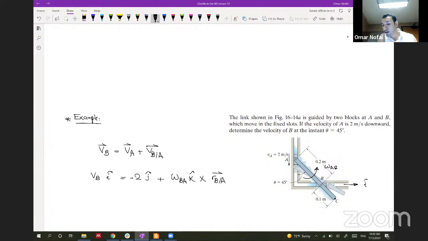So let's get RB with respect to A. This is point A, and this is point B, and this is RB. RB with respect to A is constant in magnitude, but the direction keeps changing. So let's write this equation: VB I hat equals -2 J hat plus omega BA, which I don't know, K hat crossed with RB.